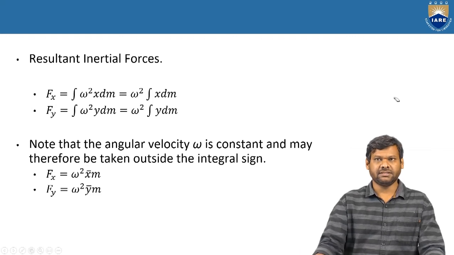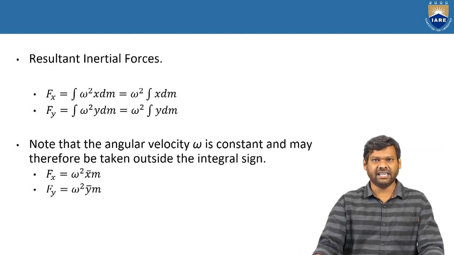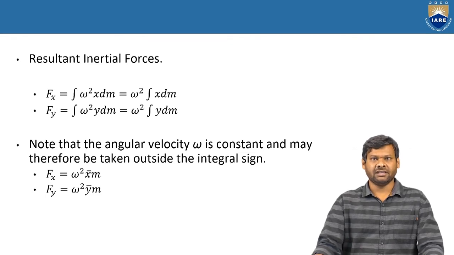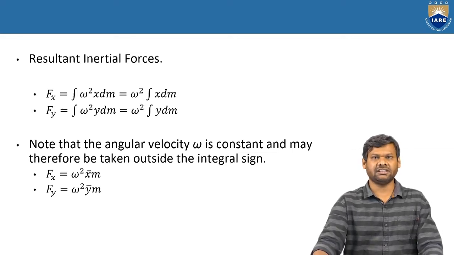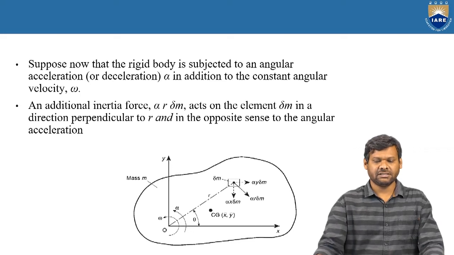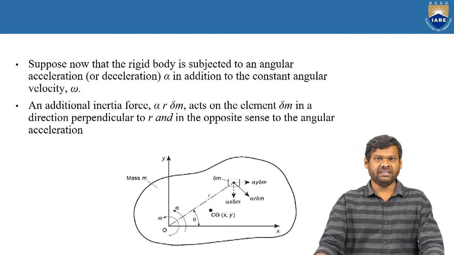This is the case when the force is acting along the x and y directions on a rigid body rotating with a constant angular velocity omega, and here we are not considering the translational velocity. Moreover, suppose now the rigid body is subjected to angular acceleration or deceleration alpha in addition to a constant angular velocity. When there is a sudden movement of an aircraft, or when it is rolling, yawing or pitching, it executes non-uniform angular velocities.